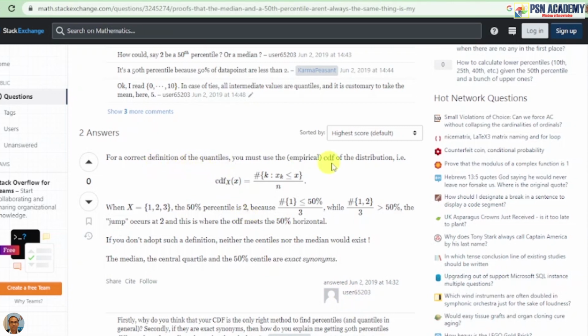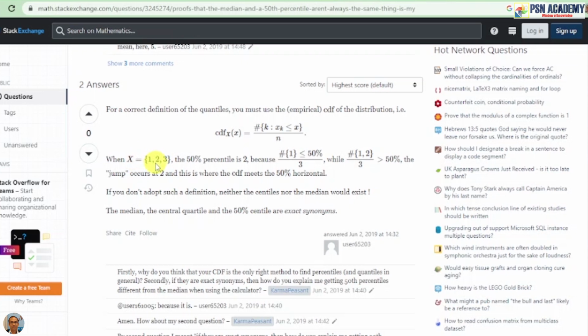So for a correct definition, he is applying the CDF of the distribution. If you apply the CDF form, when x takes the values 1, 2 and 3, the 50th percentile is 2, because the number of 1s is less than or equal to 50% by 3. Actually, the format is somewhat different. It should be the number of items in this set divided by 3 is less than or equal to 50%. That means the number of items within this set is only 1, so it will be 1 by 3, and 1 by 3 is definitely less than or equal to 50%.